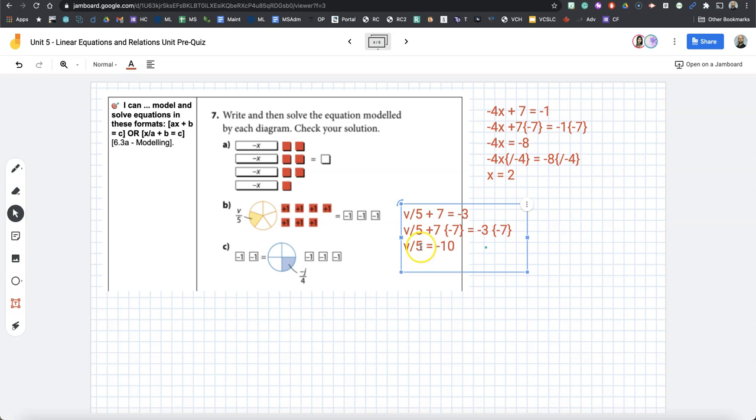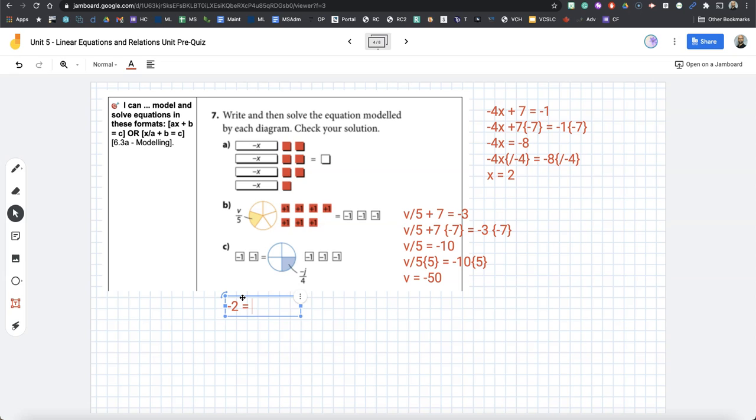Now, how do we get rid of the 5? We're going to actually multiply. So in this case, it's v divided by 5. We do the opposite operation to get rid of it. So I'll just write v over 5 multiplied by 5 equals negative 10 multiplied by 5. That gives me v equals negative 50. Is my process correct there? I believe it is. We'll find out tomorrow. Someone will let me know if I went astray here. I think that's correct.